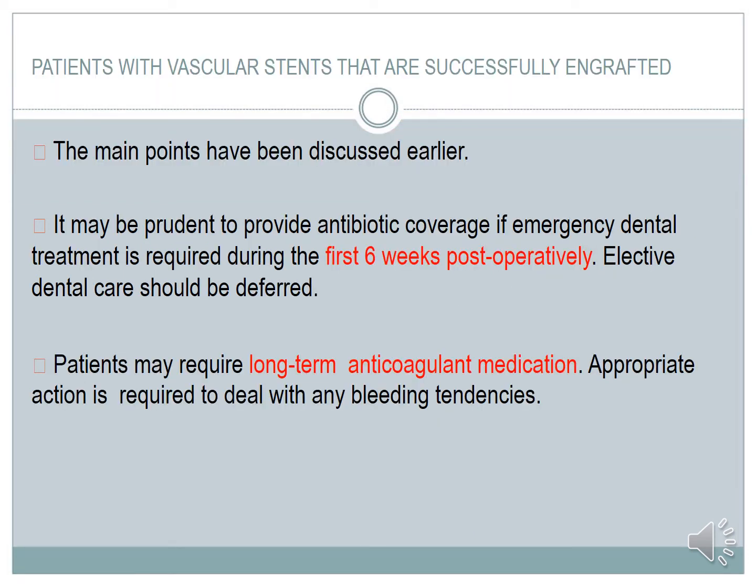For patients with vascular stents that are successfully grafted, the main points have already been discussed. It may be prudent to provide antibiotic coverage if emergency dental care is required during the first 6 weeks postoperative. Elective dental care should be deferred. The patient may require long-term anticoagulant medication. Appropriate action is required to deal with any bleeding tendencies.